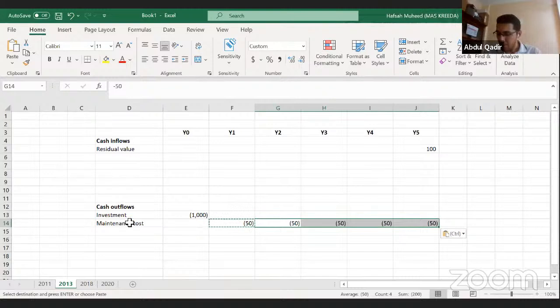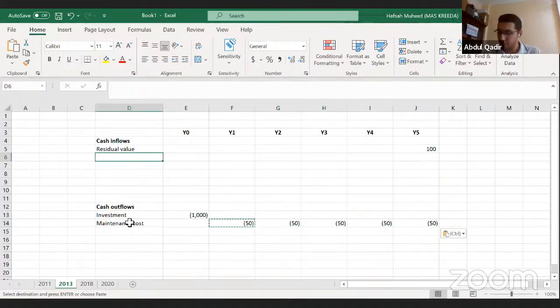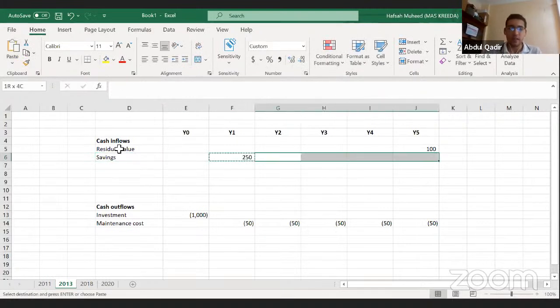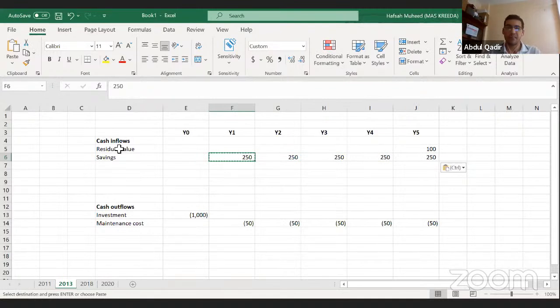Next one, an amount of 250,000 could be saved annually on labor cost by using this new machine. Directly, it's like an income for you, right? So then you say savings, you can say direct labor cost savings. How much is it? 250. So annually you can save 250, right? So I hope it's clear.